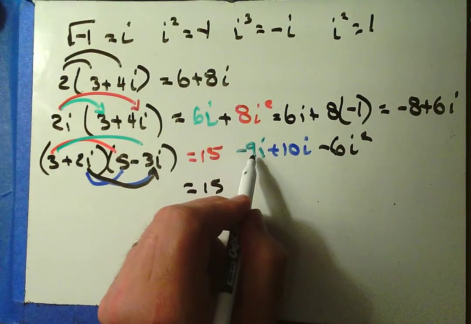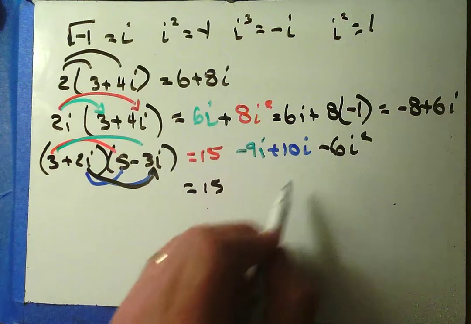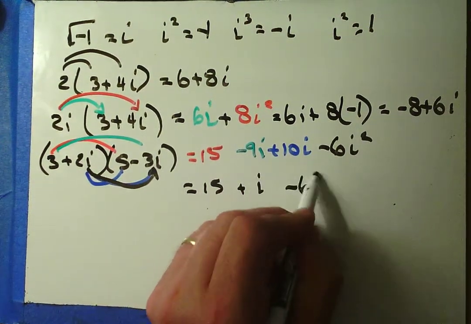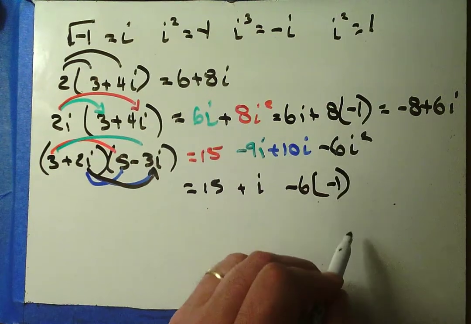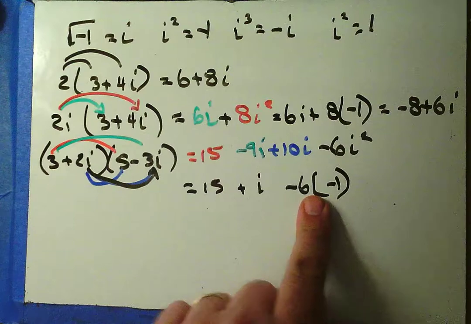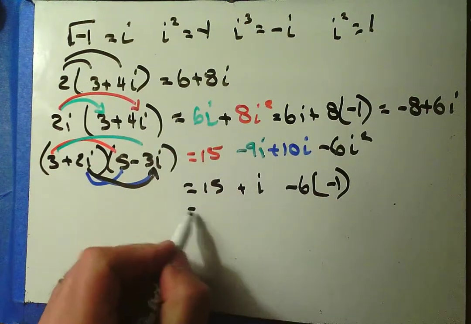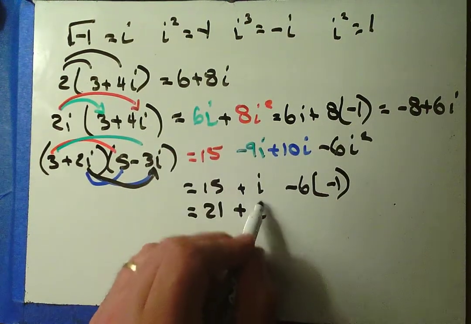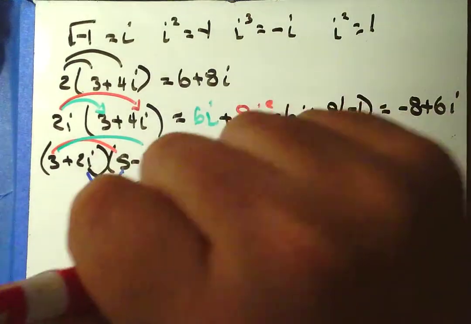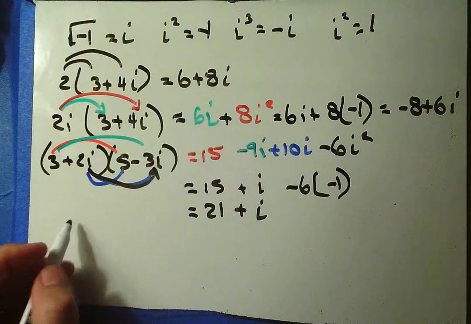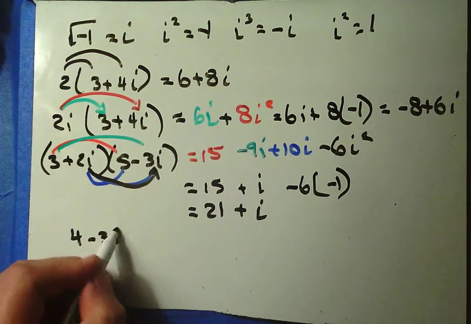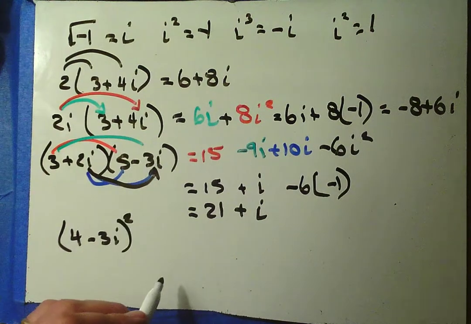Certainly we can combine these like terms, -9i plus 10i, to get 1i. But remember also that i squared is -1. -1 times -6 will make +6. +6 plus 15 is 21. So we get 21 plus i. Okay. And then, don't forget, you should be able to do something like 4 minus 3i, squared.